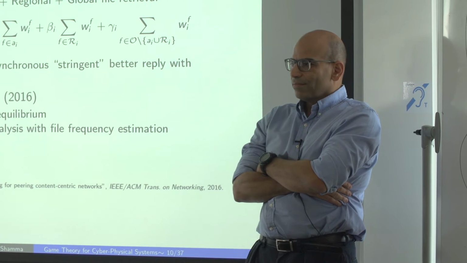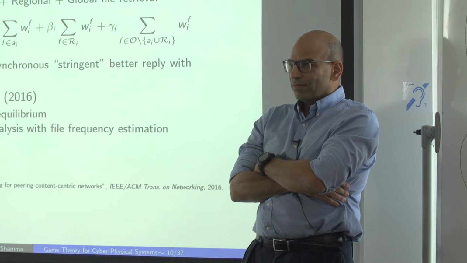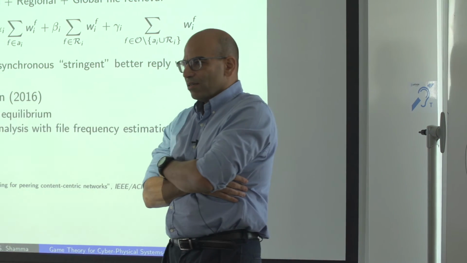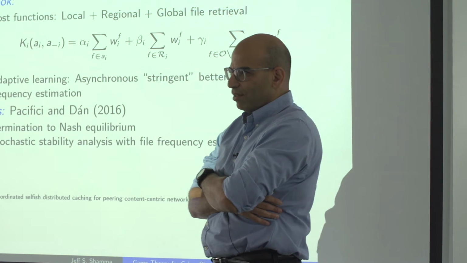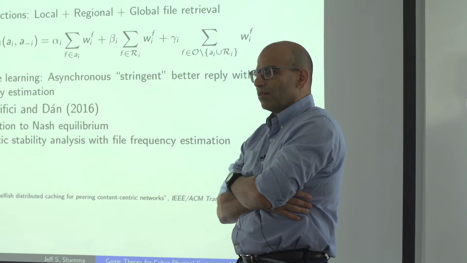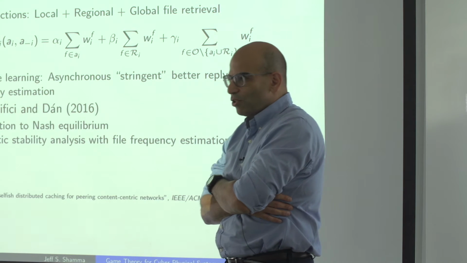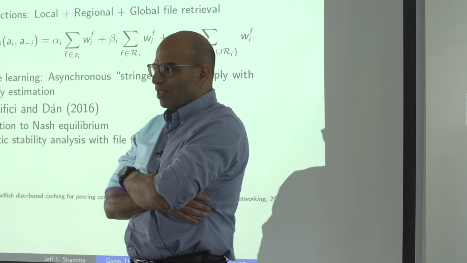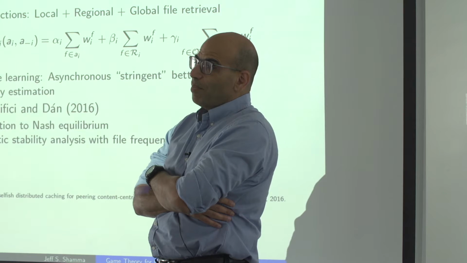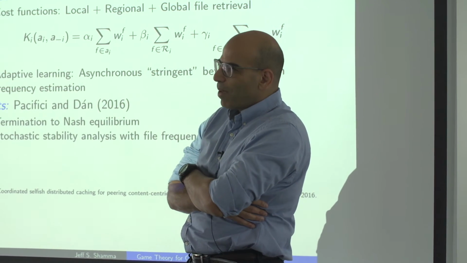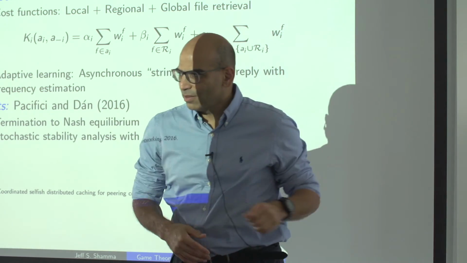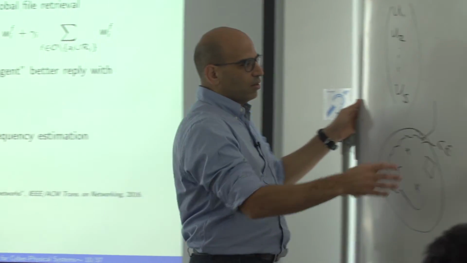Any other questions? Yes? I have another question in log linear learning. You said that every node has a distribution. The distribution with which it selects its next action depends on its utility for that action, and its utility for that action depends on the actions of others. So is this distribution given?